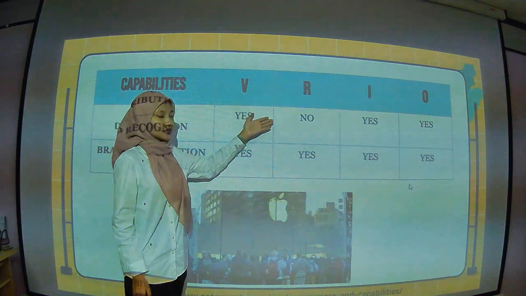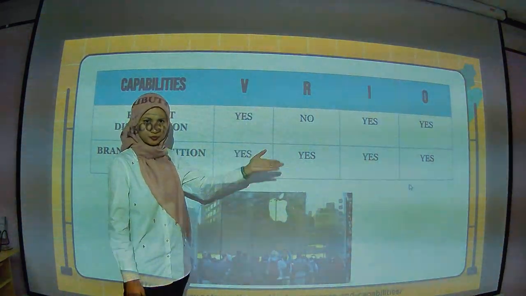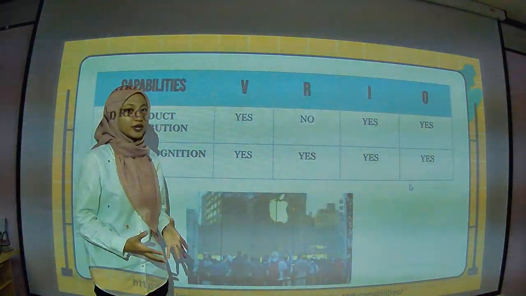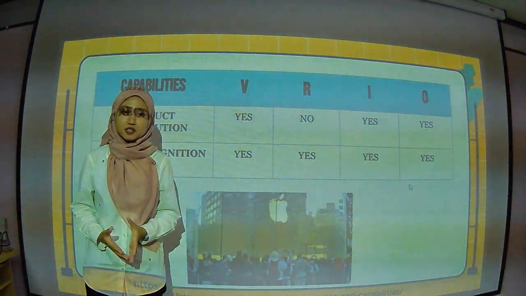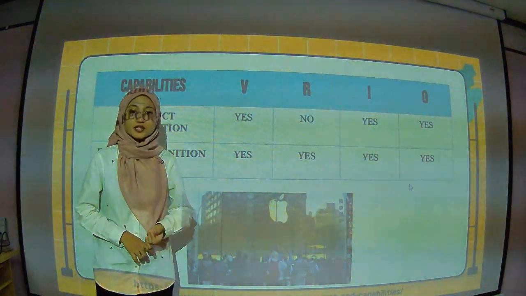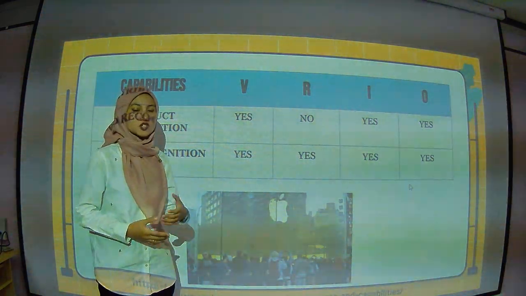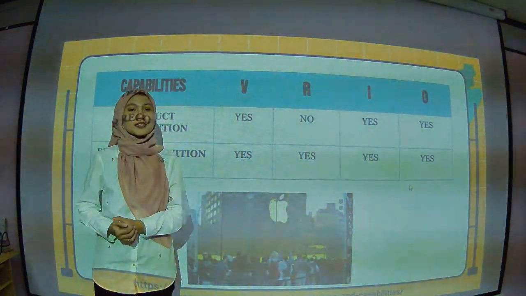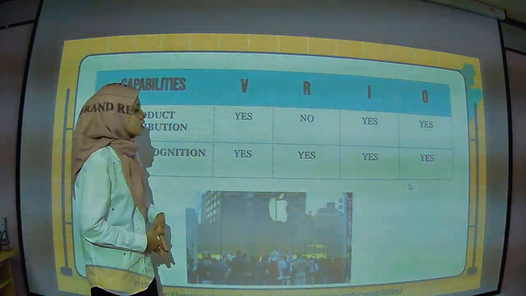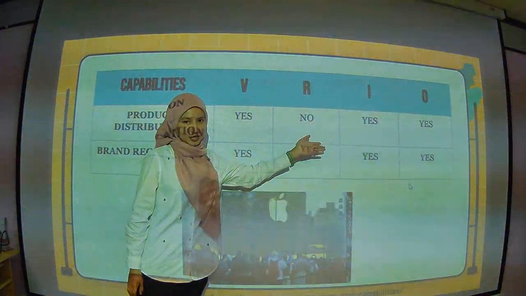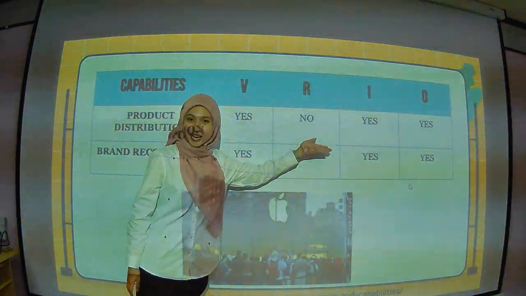For the rarity, why no? This is because Apple has value in product distribution but lacks rarity. The rivals of Apple, such as Samsung, also distribute their products from manufacturer to customers. This makes Apple not so rare in their product distribution. For the I, imitability, it said yes.